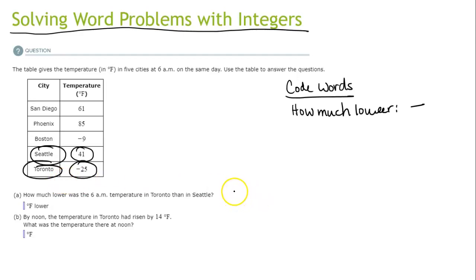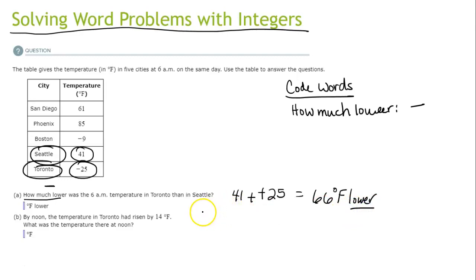Oftentimes when we do word problems, we do the large number minus the smaller number. Notice that I have to put 2 negatives there. How much lower meant I needed to subtract, but Toronto also has a negative, so there has to be 2 negatives there. We do keep, change, change, and that becomes 66 degrees Fahrenheit lower. I don't need a sign on that. If I use the word lower, that tells me that it's lower.